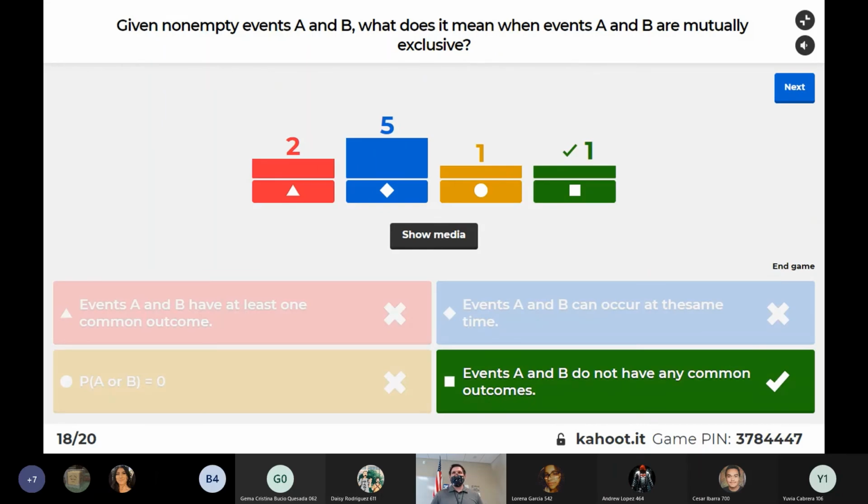All right, and the correct answer is events A and B do not have any common outcomes. When two events are mutually exclusive, that means they have no common outcomes. When one happens, the other one cannot happen. They both can't happen at the same time. That is mutually exclusive.